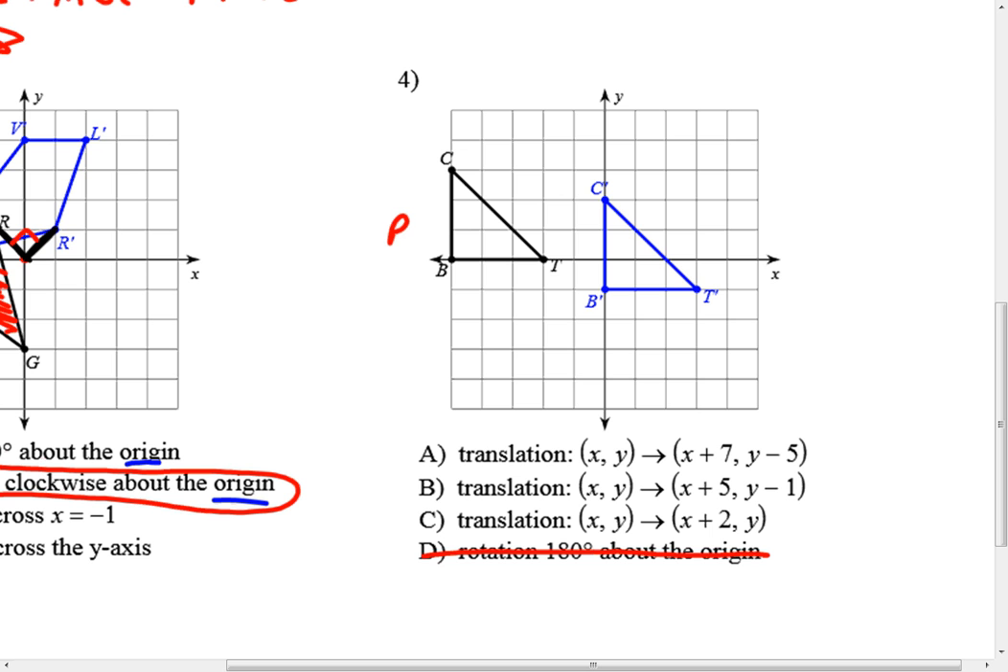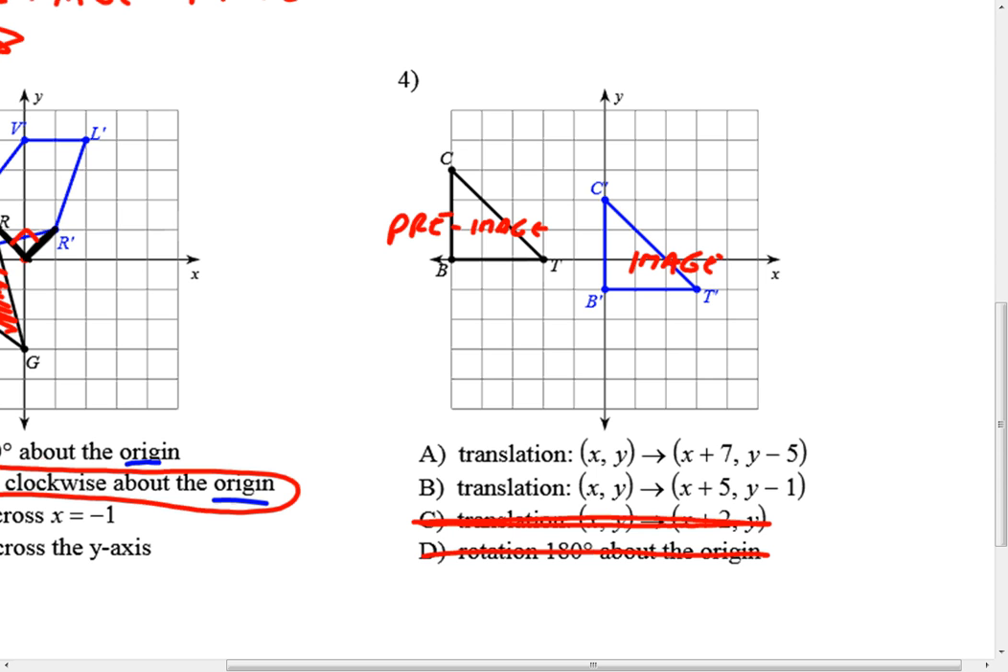This is our pre-image. This is our result, the image. So I'm starting here, I'm moving to, in which case this is a blue figure on my diagram, probably not on yours. Is it moving left or right? Would that indicate addition or subtraction? Addition. Well, that doesn't help me because they're all addition. How about up or down? Which one of these includes subtraction down? So I know not that.